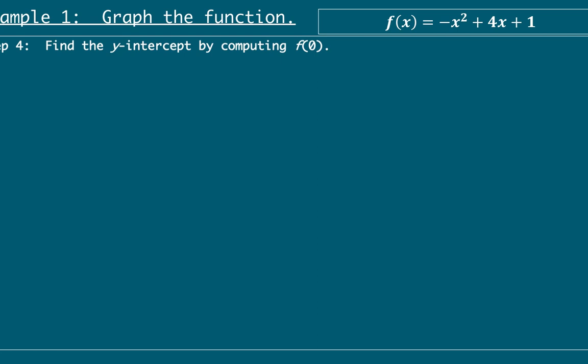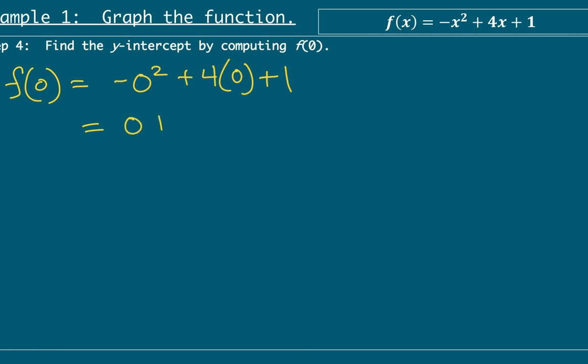So let's find the y-intercept by plugging 0 in for x and computing that value. So find f of 0 and seeing what we get. So if I put 0 in for x, negative 0 squared plus 4 times 0 plus 1, I'm going to get 0 plus 0 plus 1 equals 1. Therefore, my y-intercept is going to be 0, 1. So I pass through the y-axis at 0, 1.